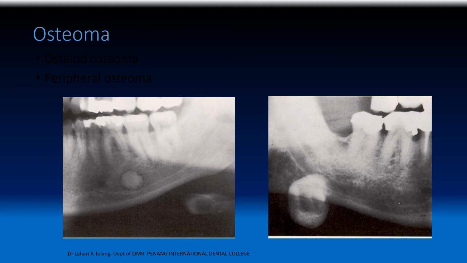Osteoma is a tumor arising from the bone. They are benign, and they could be osteoid osteomas or peripheral osteomas. Generally, the mandible is involved. The osteoid osteoma is within the body of the mandible, and the peripheral osteoma generally extends out of the body of the mandible, or the lower border of the mandible is one of the most favorite sites for an osteoma.